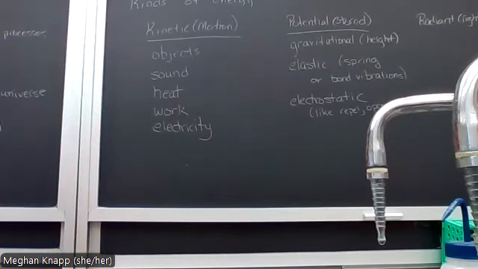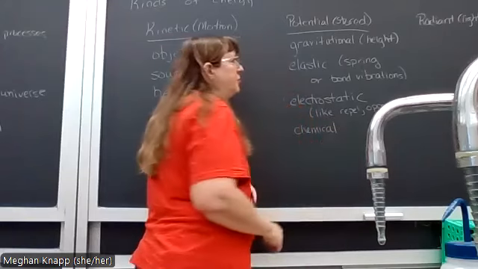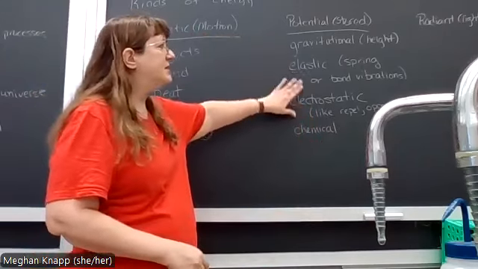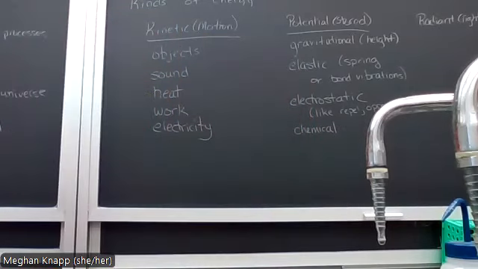And then we will broadly talk about chemical potential energy. But that chemical potential energy kind of encompasses some of both the elastic and the electrostatic potential energy. So there's some overlap there. Okay, so those are different kinds of energy.